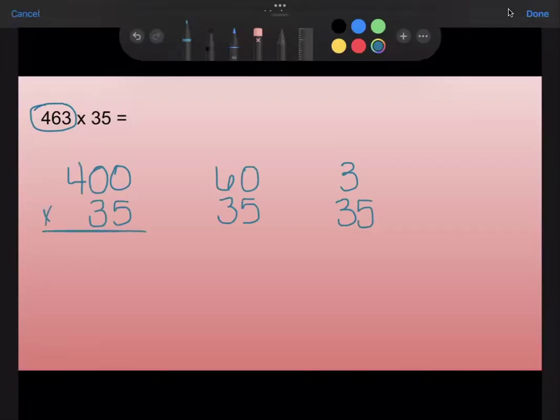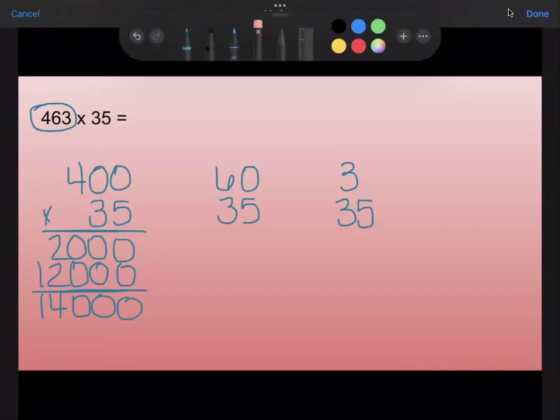So 0 times 5 is 0, 0 times 5 is 0, and 4 times 5 is 20. So there's 2,000. Add a 0 for the next row. 0 times 3 is 0, 0 times 3 is 0, and then 4 times 3 is 12. And then when you add those together, 0, 0, 0, 4, 1. So our first partial product is 14,000.